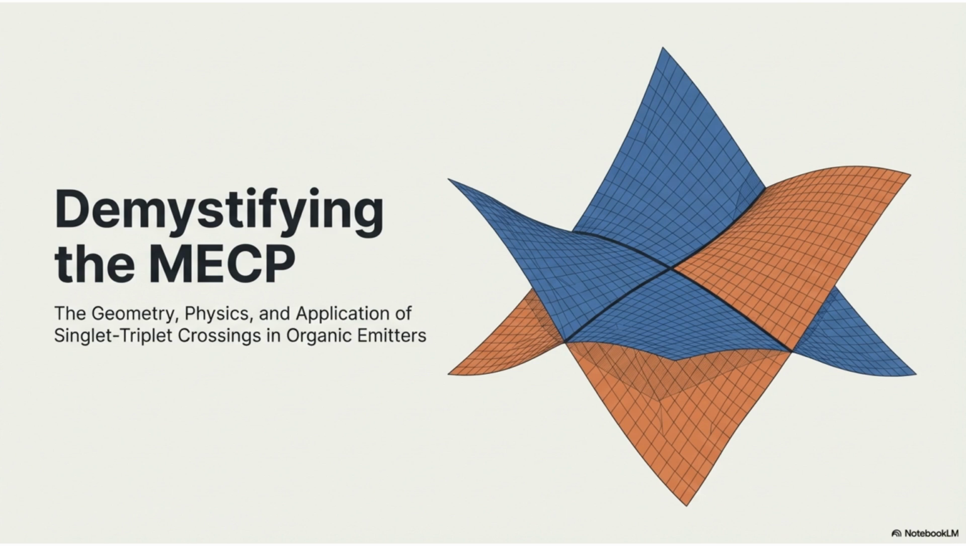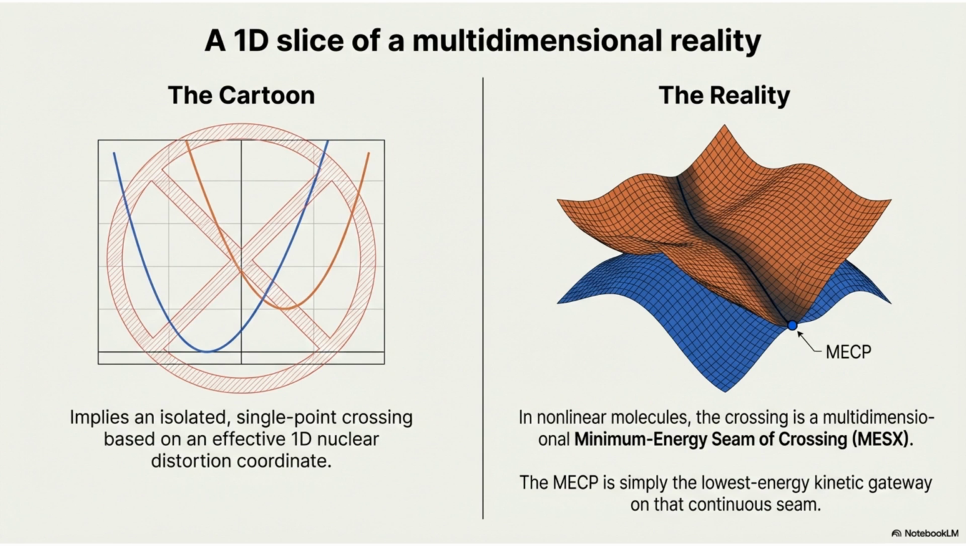Welcome to this video on demystifying the minimum energy crossing points, MECP. We'll explore the geometry, physics, and application of singlet-triplet crossings in organic emitters. While a cartoon shows a single-point crossing, the reality is a multi-dimensional minimum energy seam of crossing, or MESX, in non-linear molecules. The minimum energy crossing point, MECP, is the lowest energy kinetic gateway on that continuous seam.